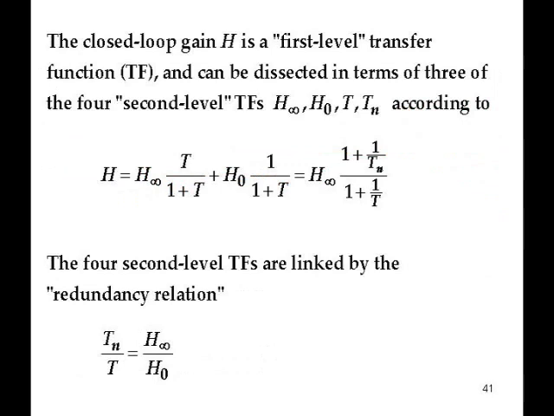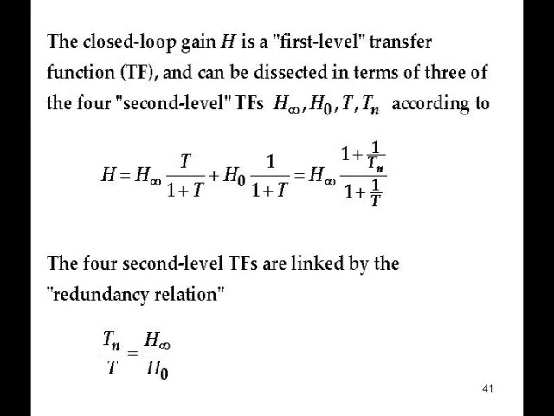Now a little terminology. The closed loop gain H is what I call a first level transfer function, or TF. And so far we found out it can be dissected in terms of 3 out of 4 second level transfer functions. Second level ones being H infinity, H0, T, and Tn. And there's a redundancy relationship between those 4 shown at the bottom.